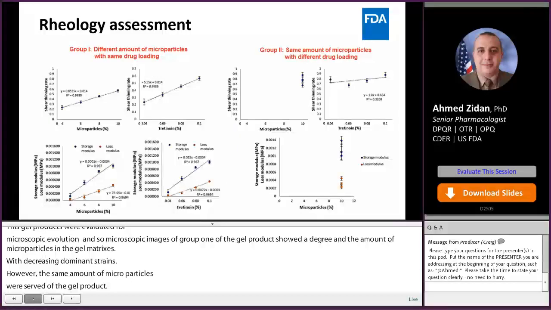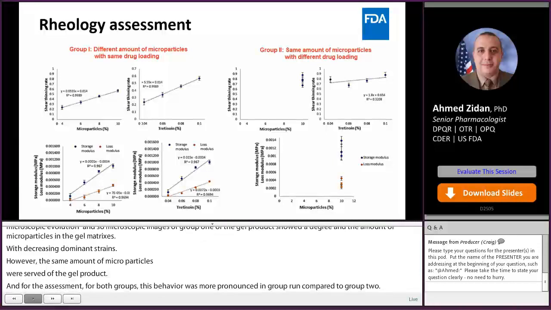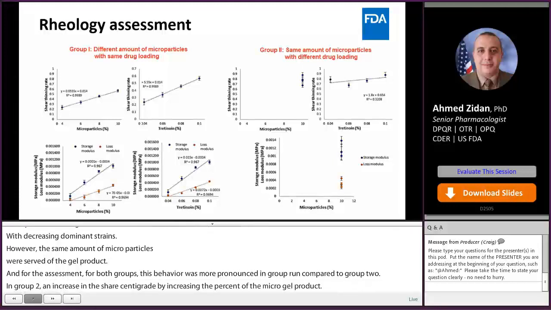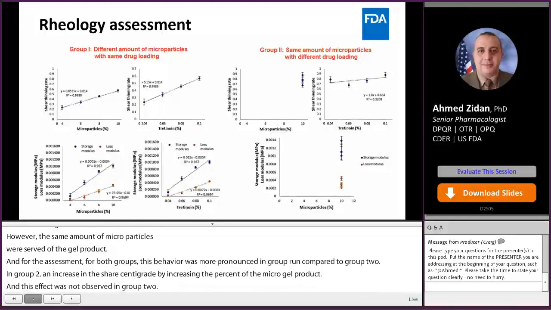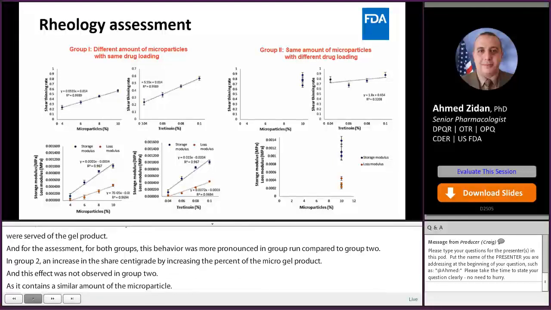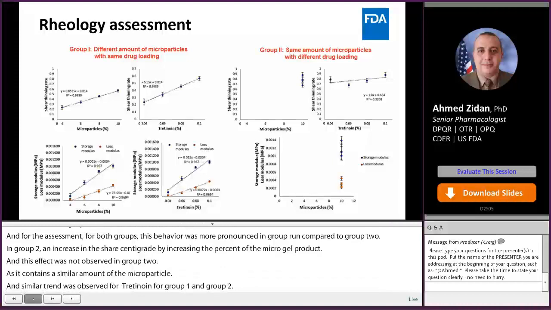In group 1, an increase in the shear thinning rate was observed by increasing the percent of the microparticle in the gel product. And this effect was not observed in group 2, as it contains a similar amount of the microparticle. And a similar trend was observed for tretinoin amount in either group 1 and group 2. However, it's worth noting that the association of tretinoin to the microparticle network gave this similar correlation.